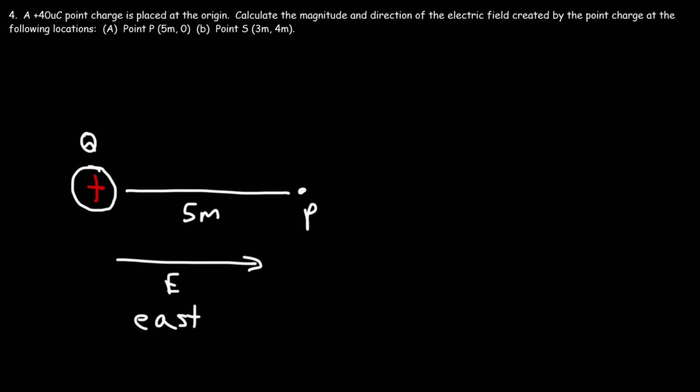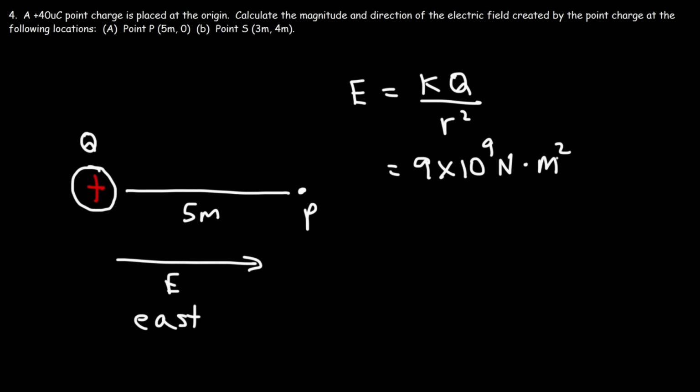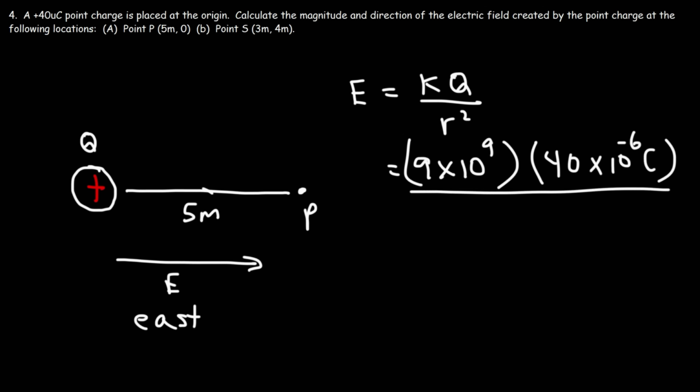Now, to calculate the magnitude of the electric field, it's going to be KQ divided by R squared. So K is 9 times 10 to the 9, in newtons times square meters over square coulombs. And I'm running out of space, so I'm not going to put the units here. I'm just going to write 9 times 10 to the 9. Q is 40 microcoulombs, so 40 times 10 to the minus 6 coulombs. R is in meters. R is the distance between the charge and the point of interest, so that's 5 meters.